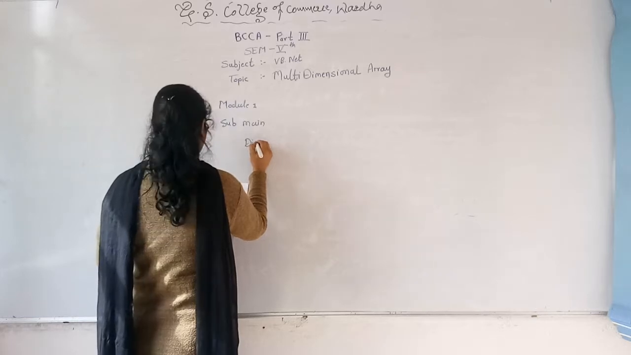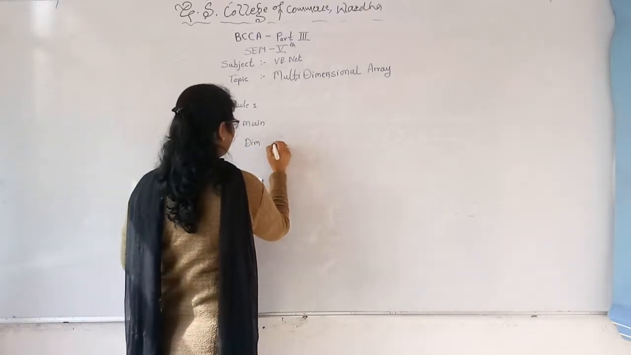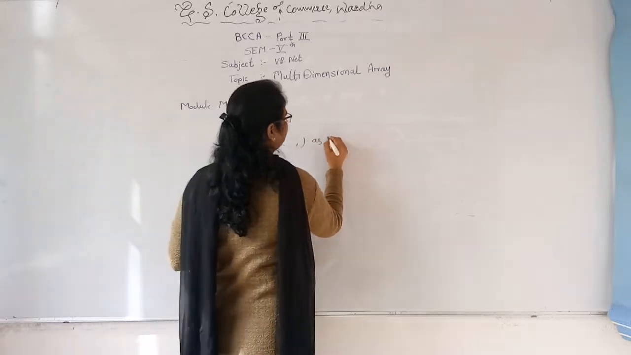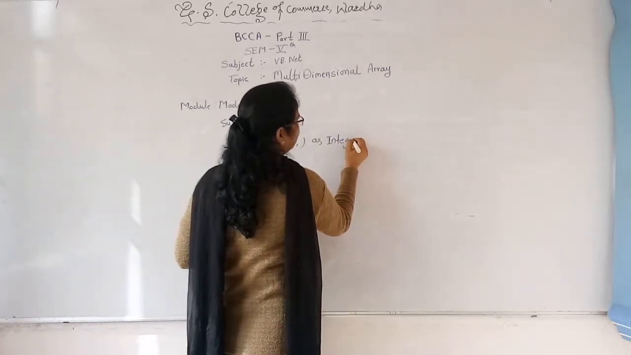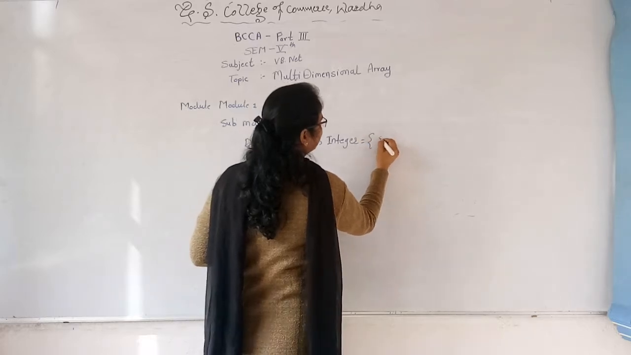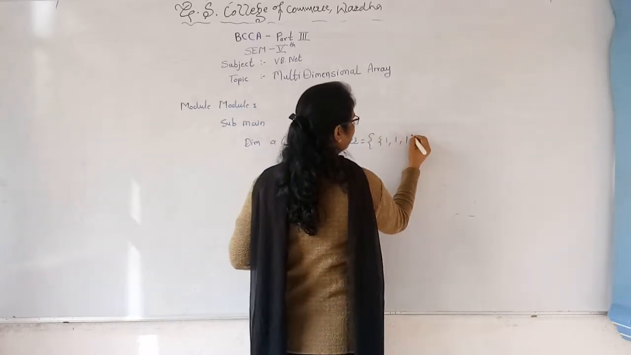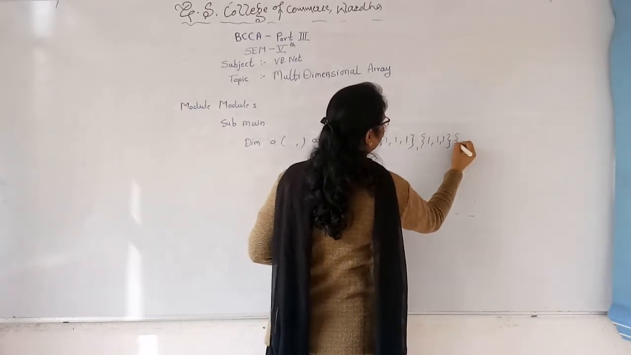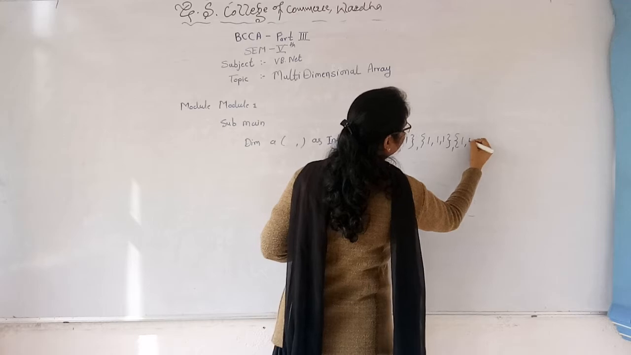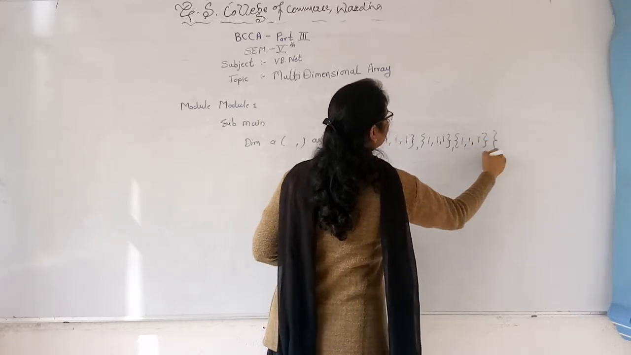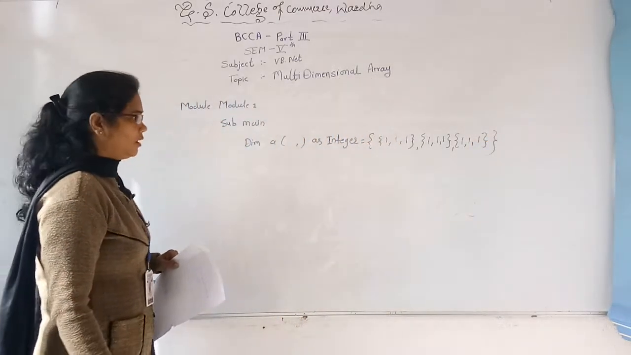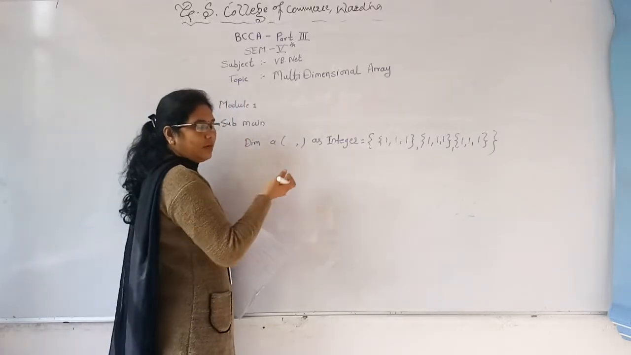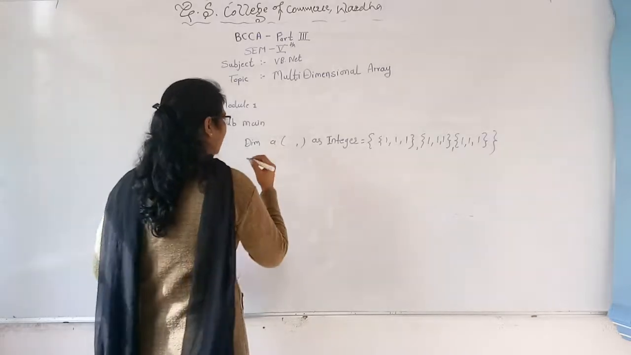Then Dim a as integer equals to first row 1 1 1, second row 1 1 1, and third row also 1 1 1. This is the 3 by 3 matrix having the element 1 1 1. What is the addition of that particular element? 9. Okay. How can we calculate?